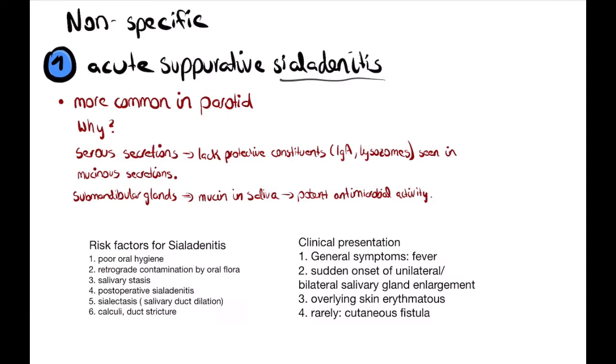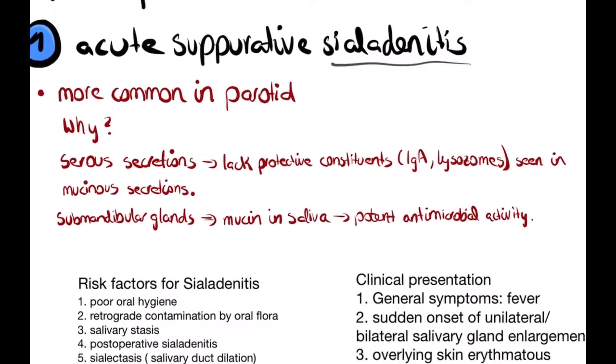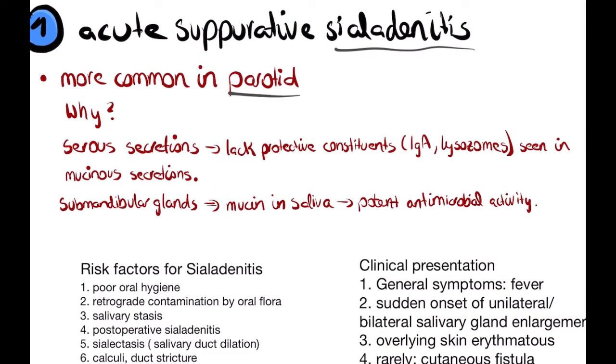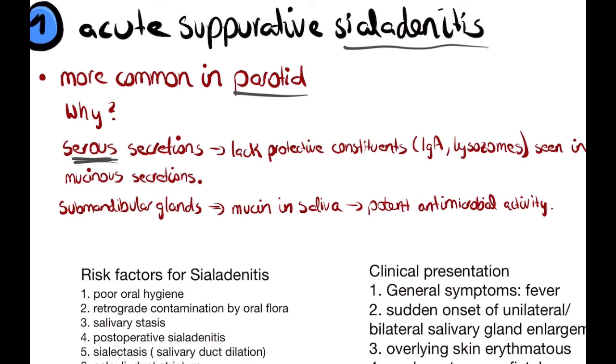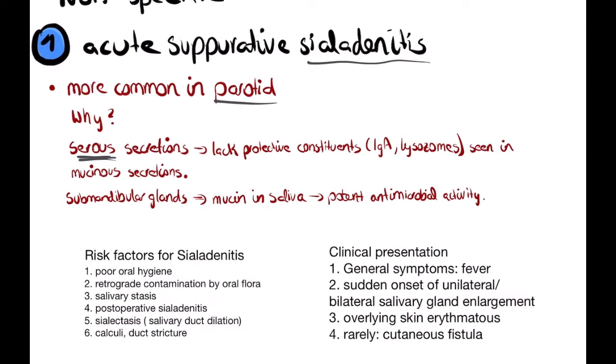So acute suppurative sialadenitis is more common in the parotid. Why? Because the parotid gland has serous secretions. And these serous secretions lack the protective constituents immunoglobulin A and lysosomes, which are seen in the mucinous secretions. The submandibular glands, which have mucin in saliva, have potent antimicrobial activity. So that's why we see it mainly in the parotid gland rather than in the other types of glands.